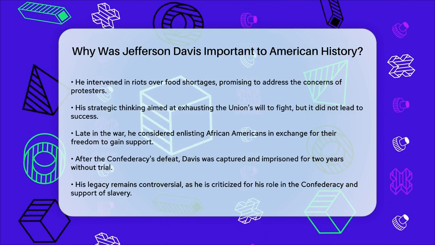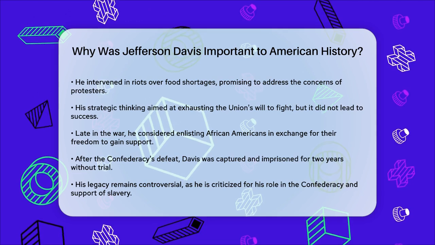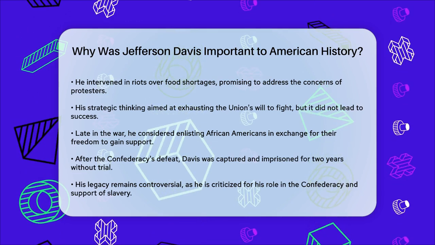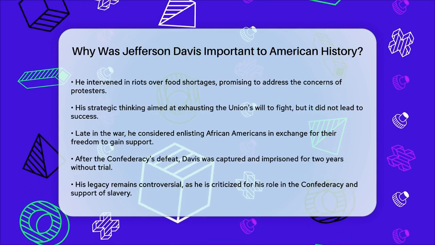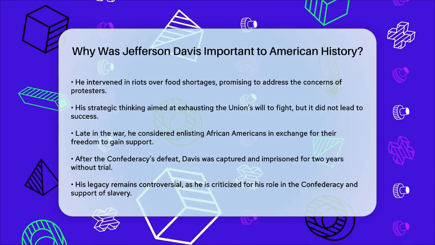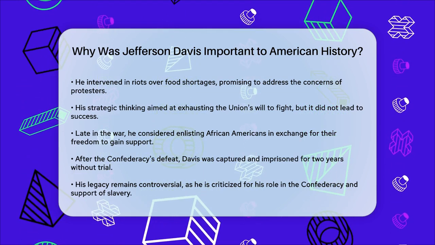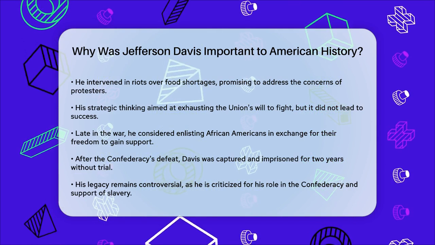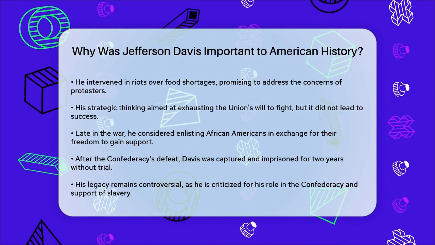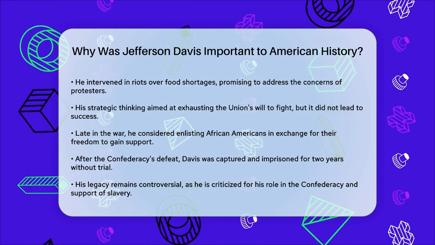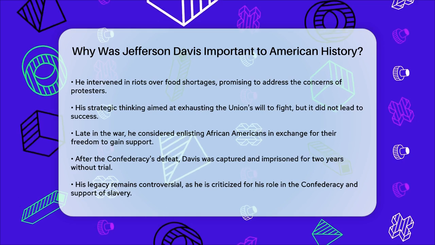After the Confederacy's defeat, Davis was captured, arrested, and imprisoned for 2 years without trial. Despite being blamed for the Confederacy's defeat and later criticized for his support of slavery and racism, Davis remains a significant figure in American history due to his role in shaping the Confederacy and the course of the Civil War.